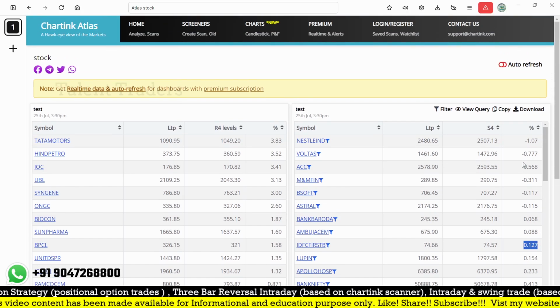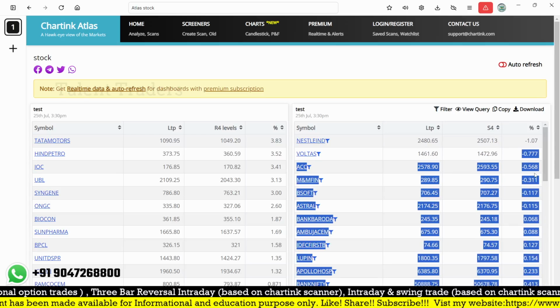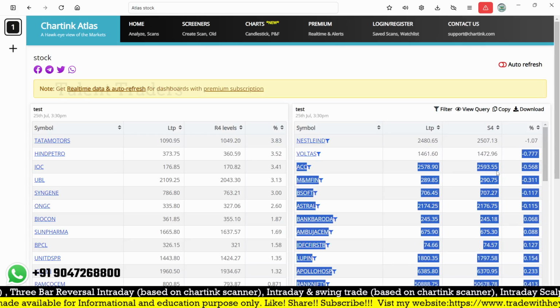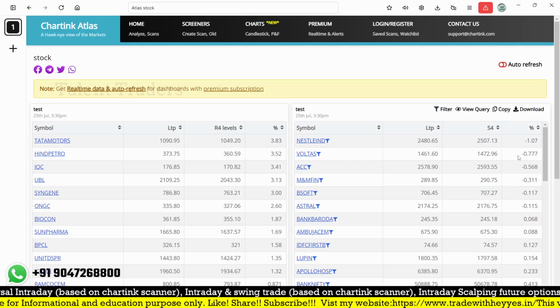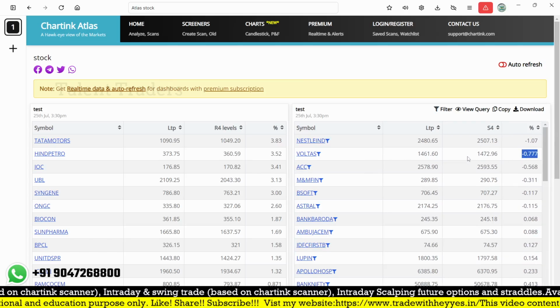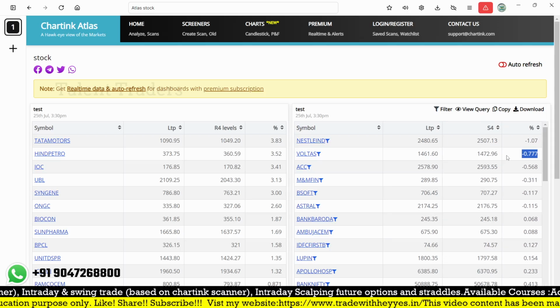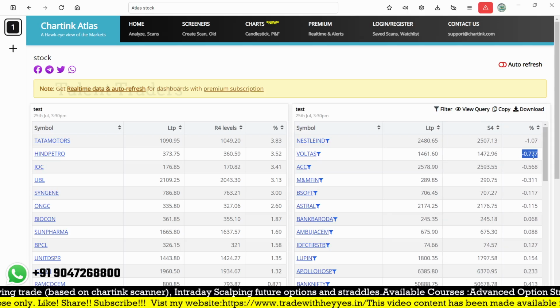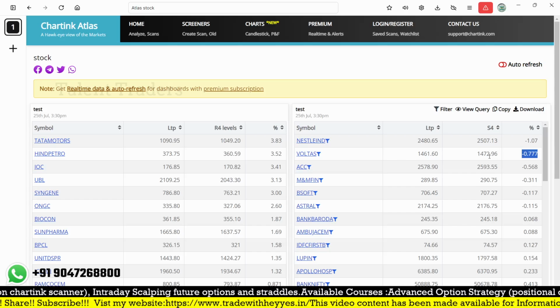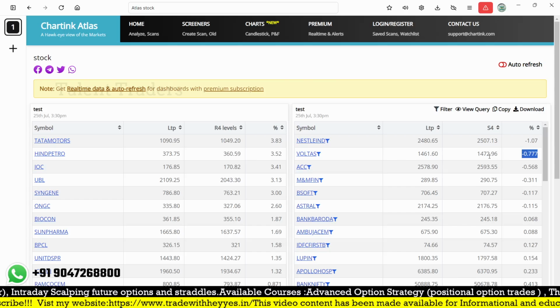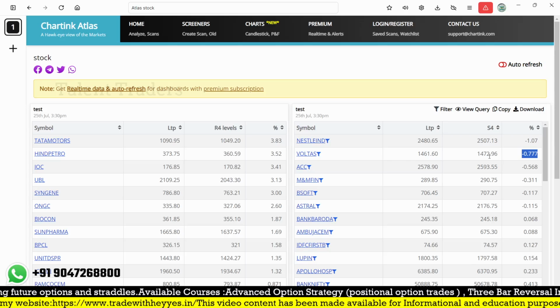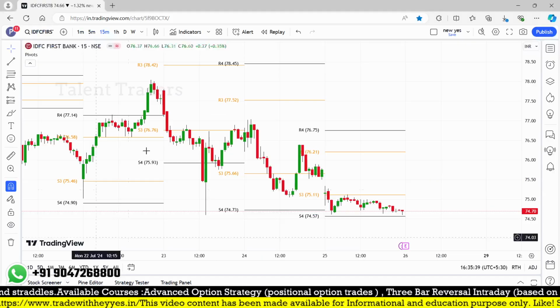Any stock which has negative values on the put side, that means the S4 level, has already crossed. For example, Voltas, after crossing the S4 level, is moving down almost 0.7% lower from that S4 level. So it means it has already crossed the level and it has moved down nearby 1%. Let me check Voltas, how it works.